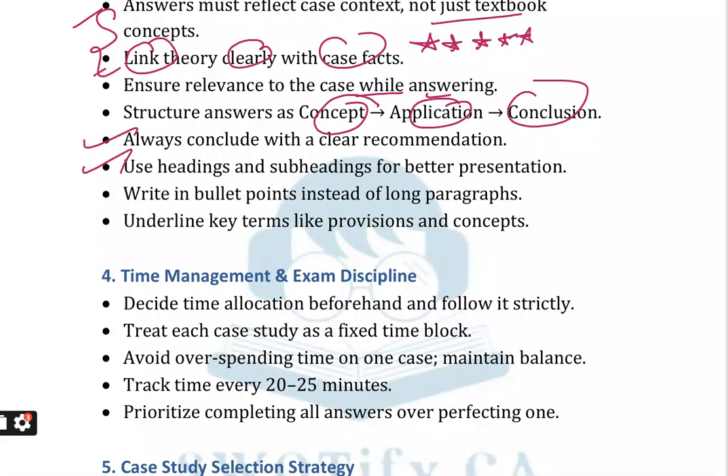Headings and subheadings. See, when you are seeing your book and writing, right? You keep on writing like a paragraph. That won't work. Okay, so don't keep on writing as a paragraph. Instead, use some headings, subheadings, use the bullet points, right? And underline your provisions, important areas, keywords. Kindly underline everything, right? See here, provision, concepts, and then write in bullet points instead of long paragraphs.